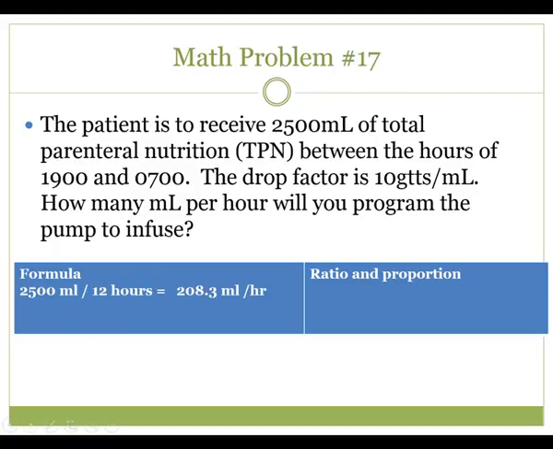The patient is to receive 2,500 mils of total parenteral nutrition, TPN, between the hours of 7 p.m., which is 1900, and 7 a.m., which is 0700. The drop factor is 10 drops per mil. How many mils per hour will you program the pump to infuse? The drop factor is fluff here. So you will have 2,500 mils to be given over 12 hours, which is 208.3 mils an hour.